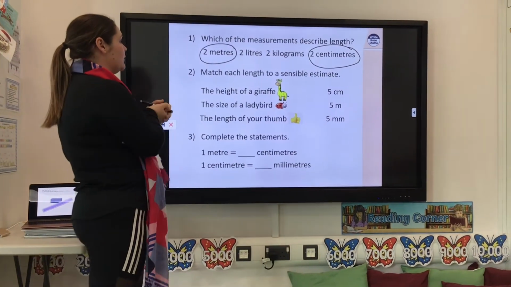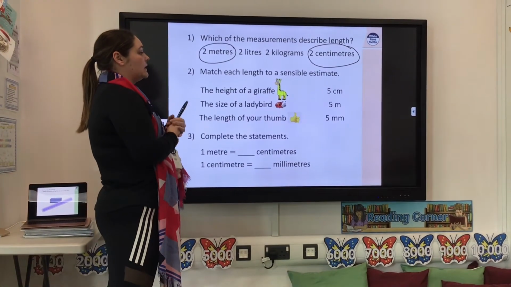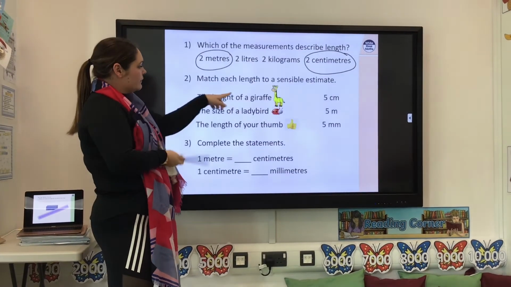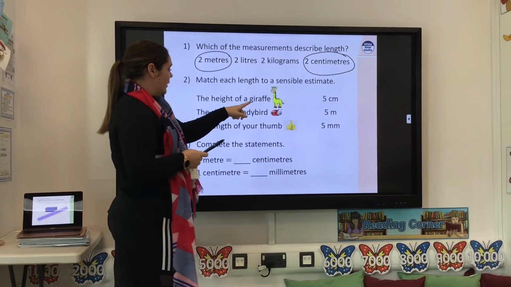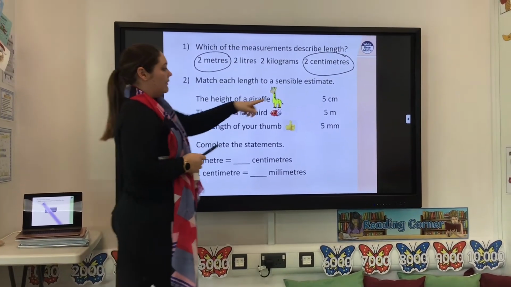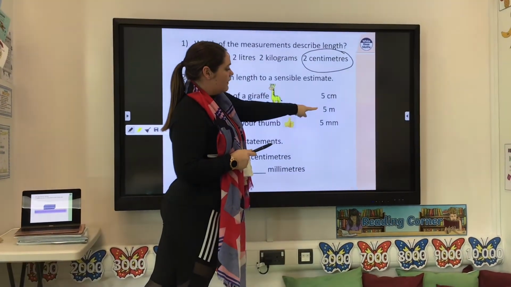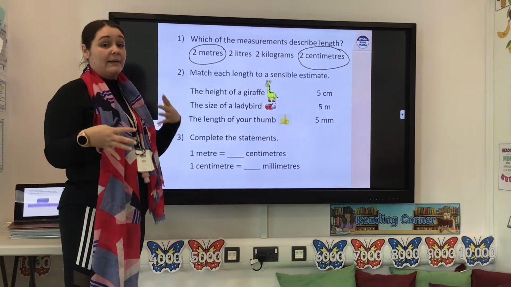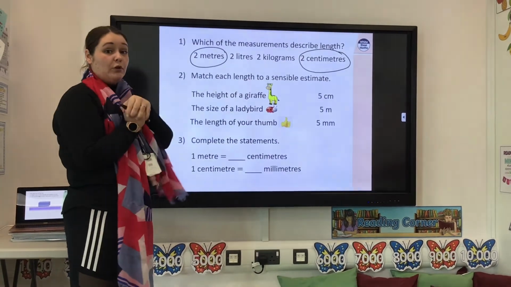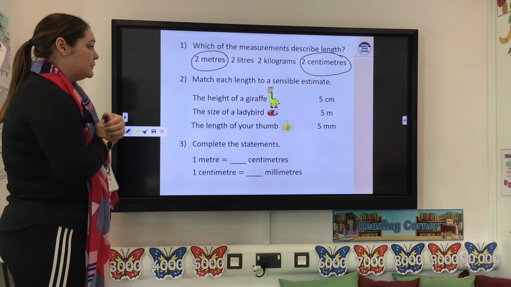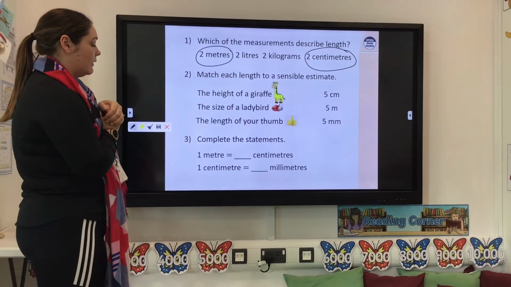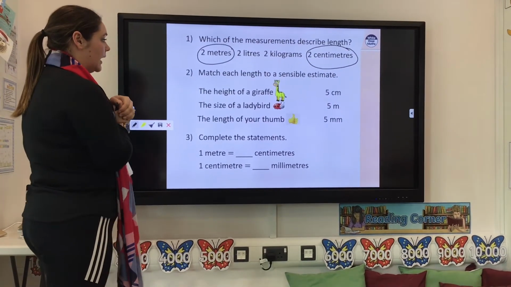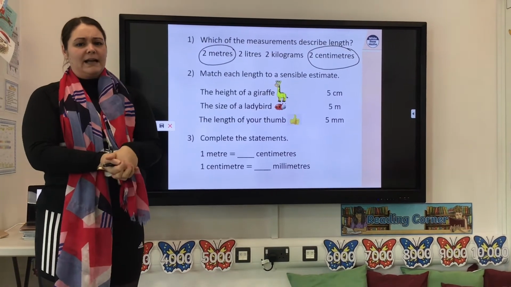Okay, question number 2 then. Match each length to a sensible estimate. So we've got the height of a giraffe, the size of a ladybird, and the length of your thumb. And I have these here, 5 centimetres, 5 metres or 5 millimetres. Now without measuring, we're trying to estimate and have a guess here. So have a think now what you think it might be, and then we'll go through them together. Okay, Mrs. Upchurch, what do you think? I might need a hand here.